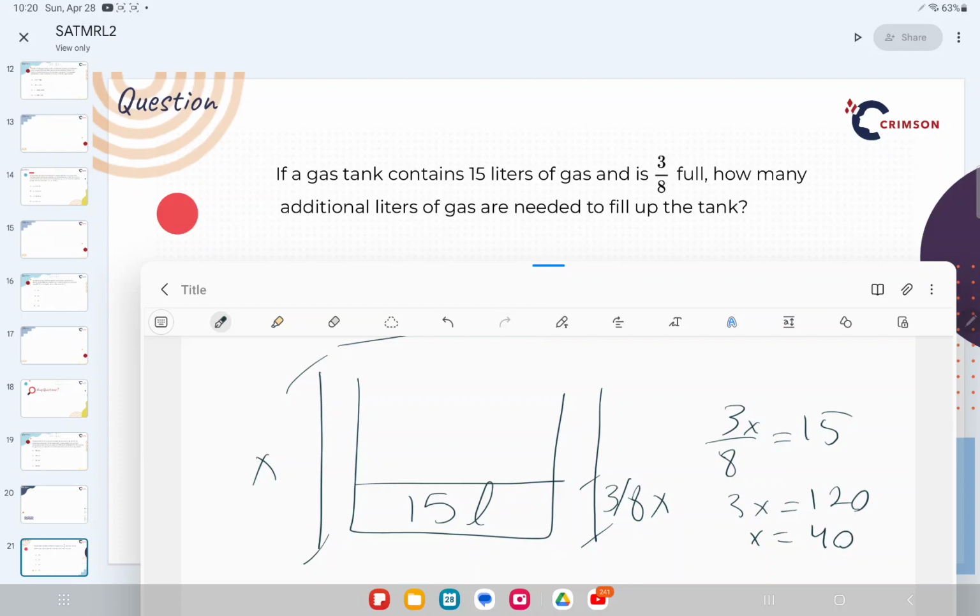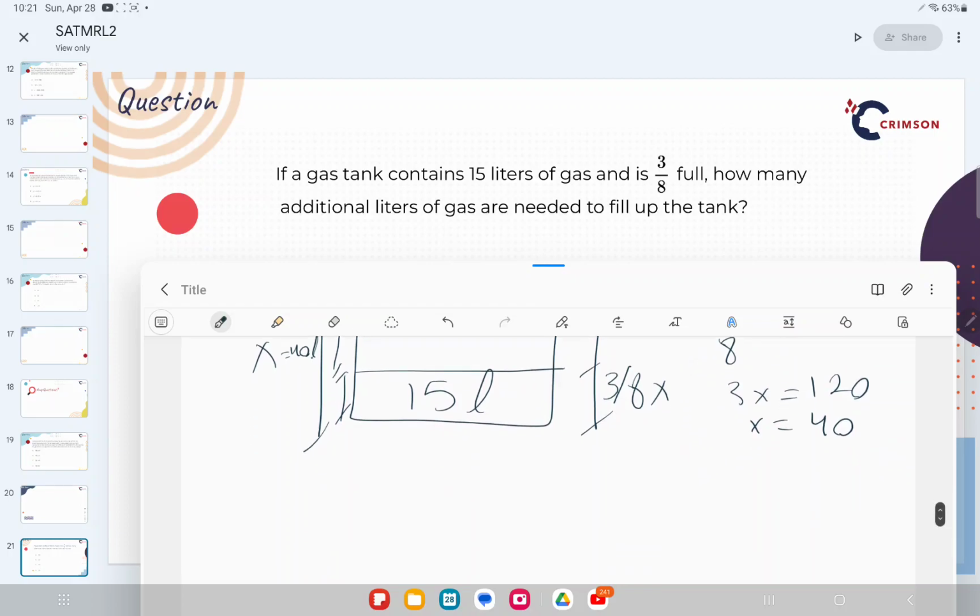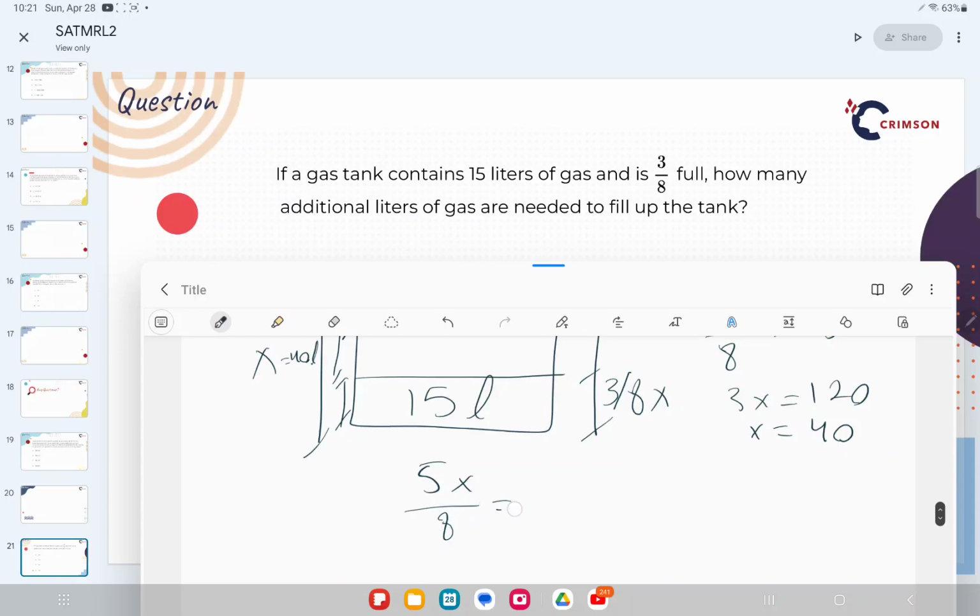Now, if all of this is 40 liters, and this is 15, how much is this? This is 25. You can also do 5X over 8, like 5 times 40 over 8. So it's going to give you the same answer, which is 25.